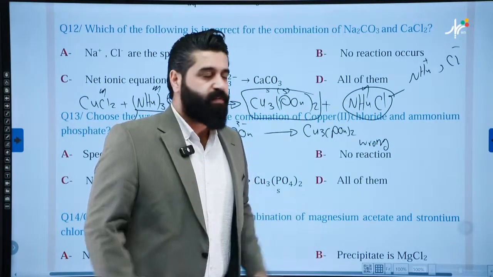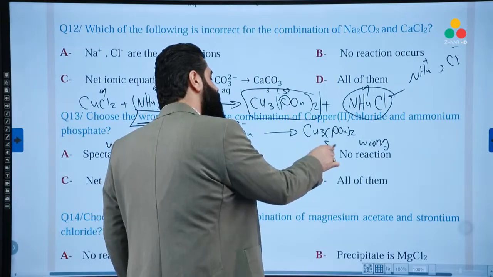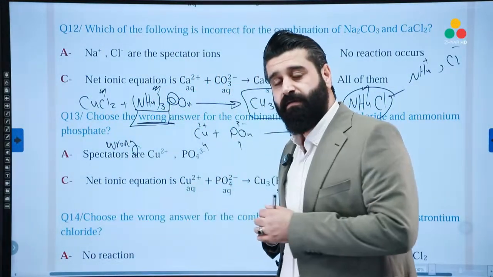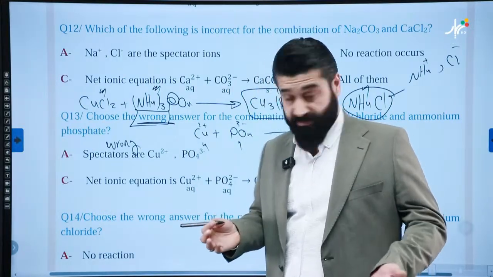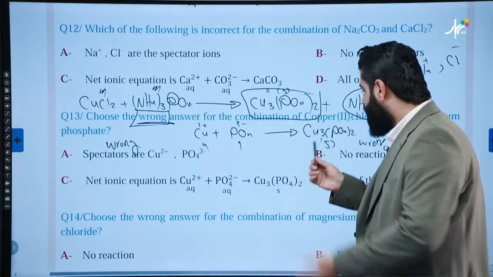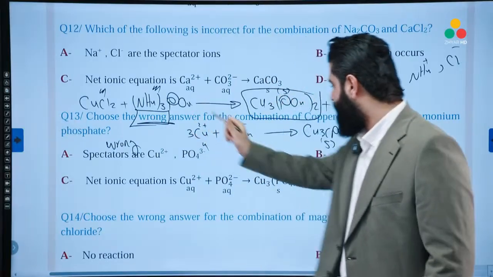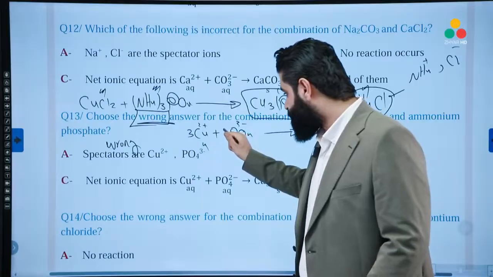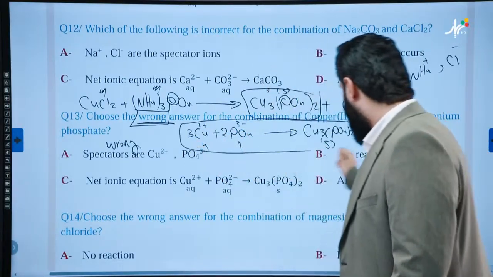What did I say about the net ionic equation? I said we need to have a solid compound on the product side and the ions on the reactant side. What else? Okay, that it needs to be balanced? Yeah, of course. Look, this is imbalanced. It must be balanced. Look, we have 3 coppers here with 1 copper here. It must be multiplied by 3. 2 phosphate ions here, but here we have 1 phosphate. Multiply this by 2. Then this is the correct net ionic equation.